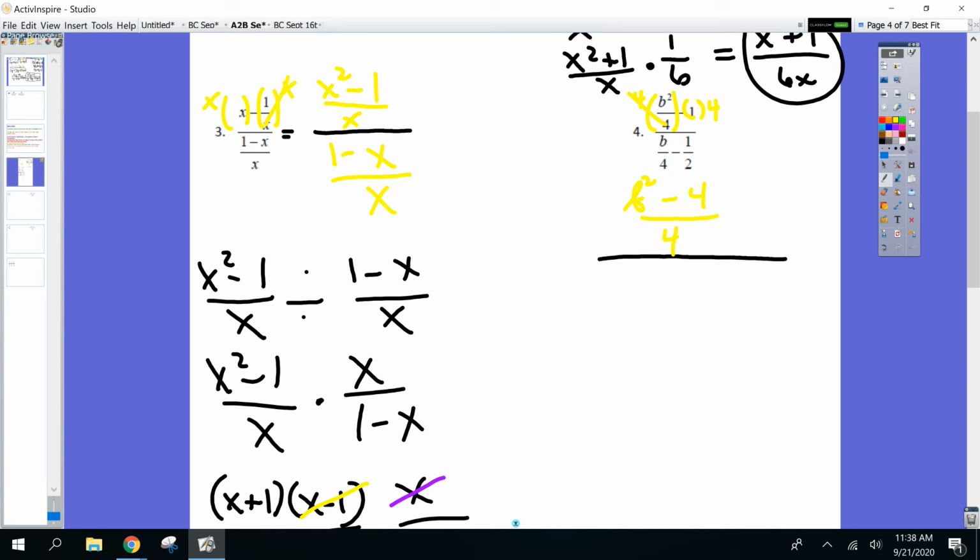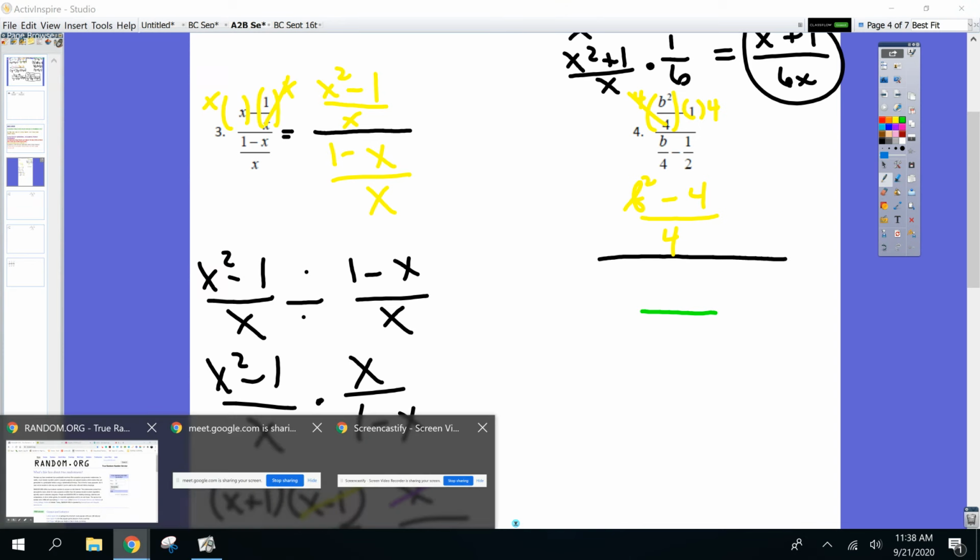And down at the bottom, what's the common denominator down there? So now we're at b over 4 minus 1/2. What's your common denominator there? Take your time.